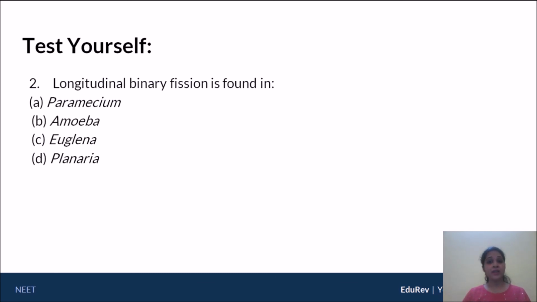But if we take Euglena, Euglena is biflagellated, so it is important to have longitudinal binary fission: transfer one flagellum to one daughter, transfer the other flagellum to the other daughter. From there, a replica can be formed. So longitudinal binary fission very specifically is seen in the case of Euglena.